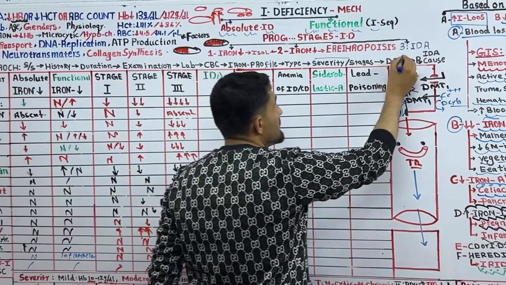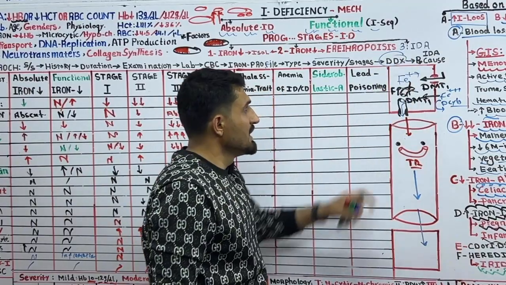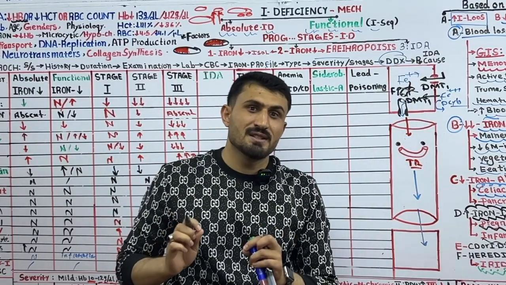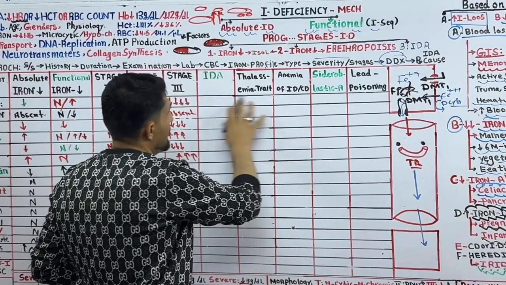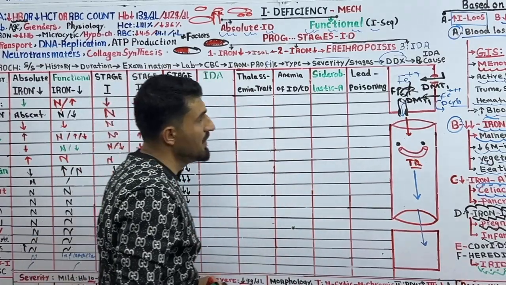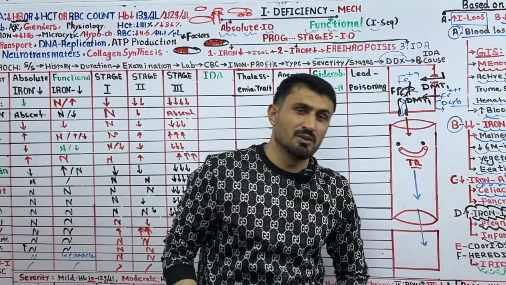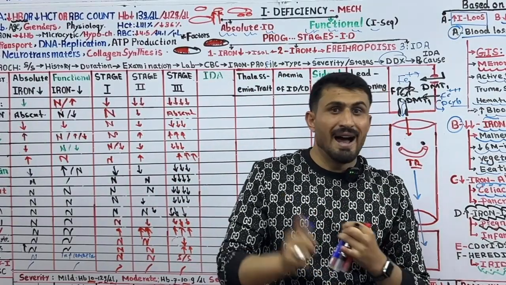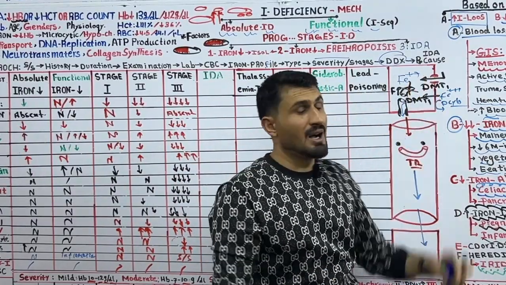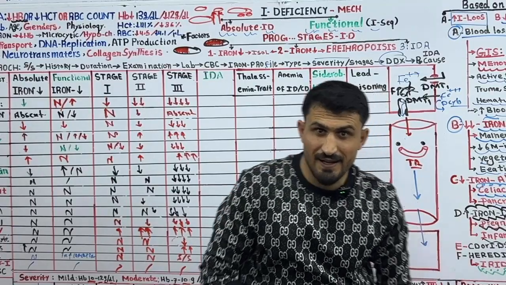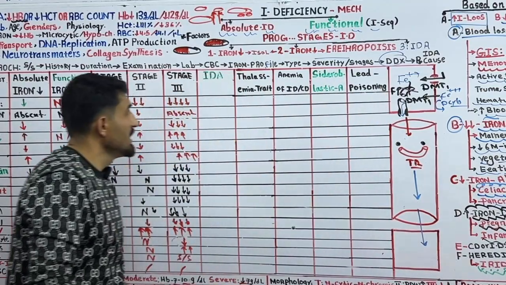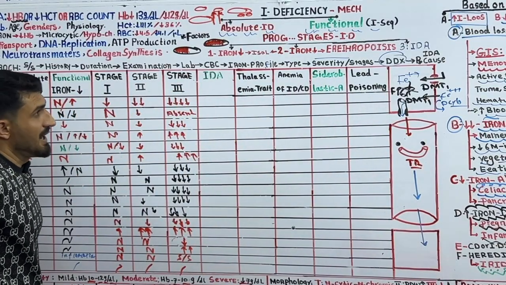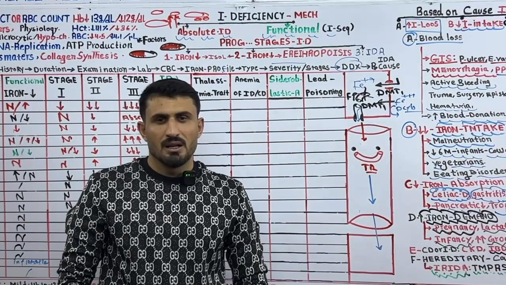And then this is the most important part: differentially diagnose iron deficiency anemia from these conditions that we will talk about. And after the differential diagnosis, now you can treat your iron deficiency anemia, and then treat the causes of iron deficiency anemia. So now let's talk about the differential diagnosis of iron deficiency anemia.